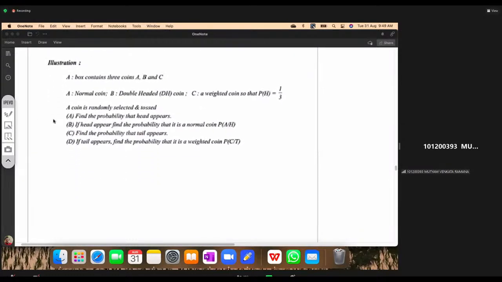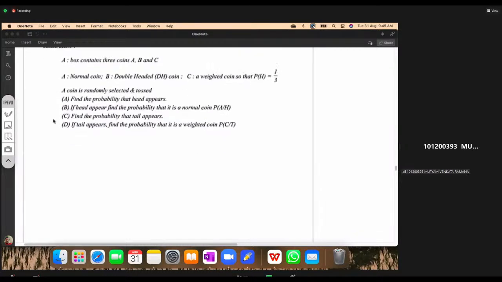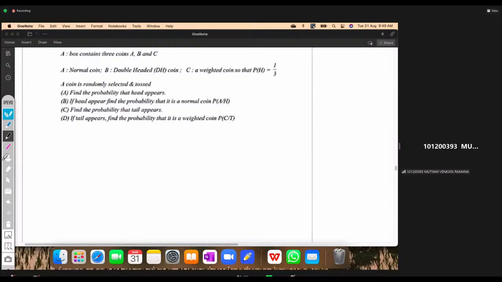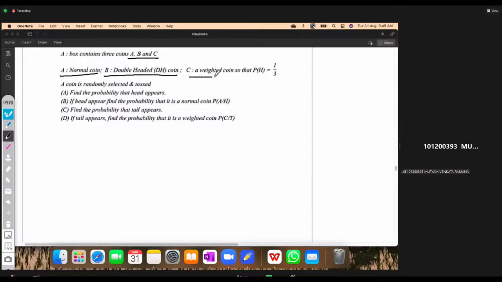Some of the questions can be solved using a tree diagram, which means that instead of writing out the cases, we'll go ahead with the diagram. For example, look at this question. A box contains three kinds of coins, A, B, C. A is the normal kind, B is the double-headed kind, and C is the weighted kind, so that the probability of getting head is 1/3. A coin is randomly selected and tossed. Find the probability that head appears.